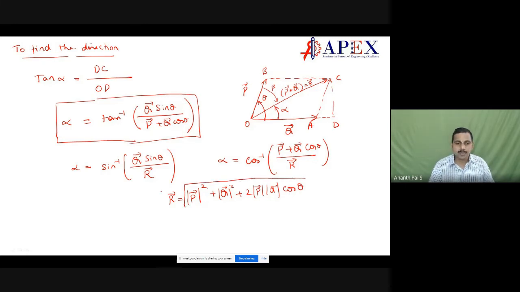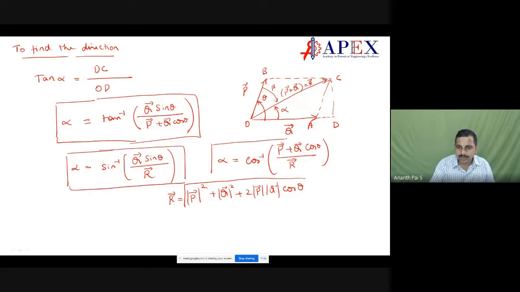Make sense? So these three equations, depending on what is given to be solved, you can use. Depending on what you are using, you are going to do this. Make sense, students? Yes, very good. So this is one of the ways we can solve. We can find the directions. Write this down, students.